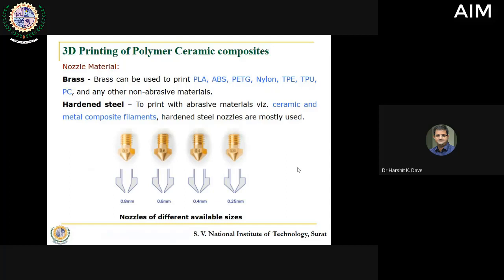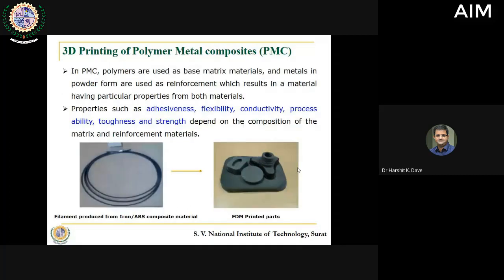Usually when we try to use smaller sizes of nozzles, it does not work. So brass nozzles are usually used for polymers, but when you want to use ceramic particles along with these polymers, not only ceramic but even metal powder, then generally hardened steel is preferred. Nozzles from hardened steel are preferred as compared to brass nozzles.